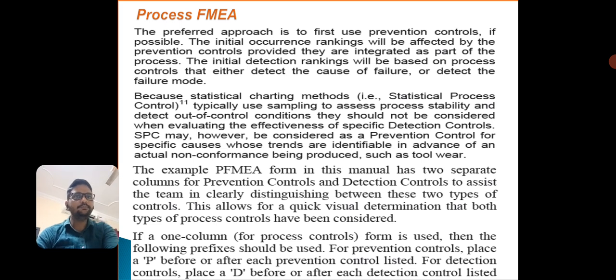The example PFMEA form in this manual has two separate columns for prevention control and detection control to assist the team in clearly distinguishing between those two types of control. This allows a quick visual determination that both types of process control have been considered. If one column for process control is used, then the following preferred method should be used. For prevention control, place a P before each prevention control listed. For detection control, place a letter D.